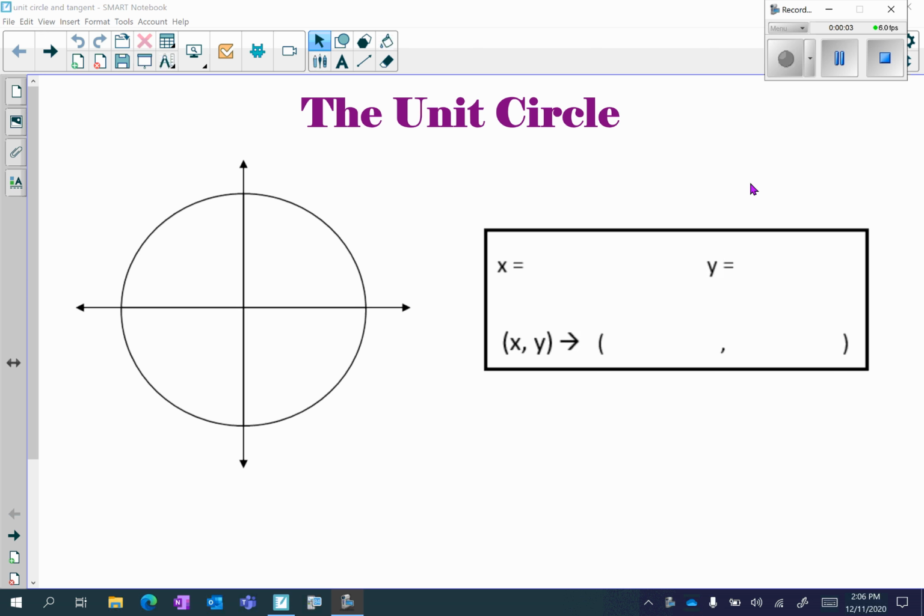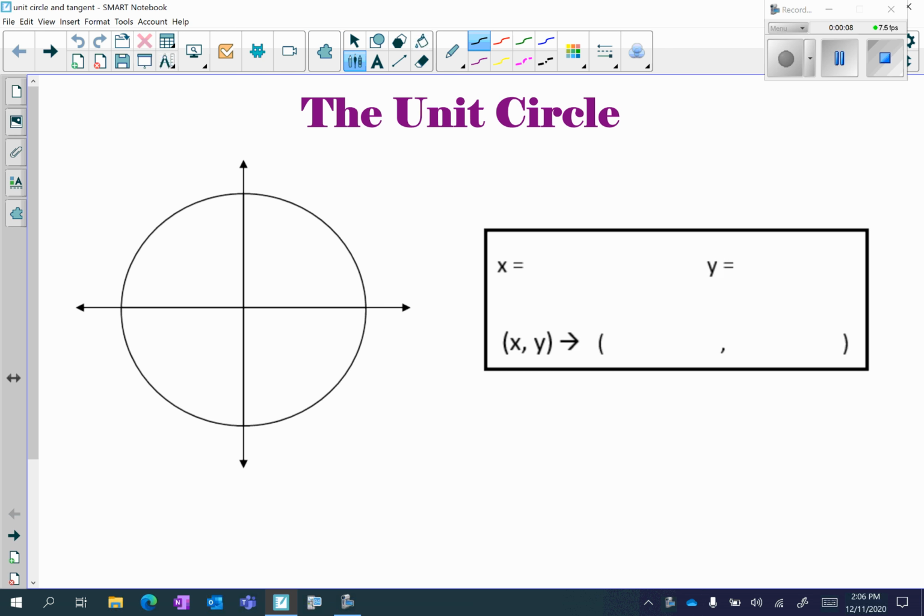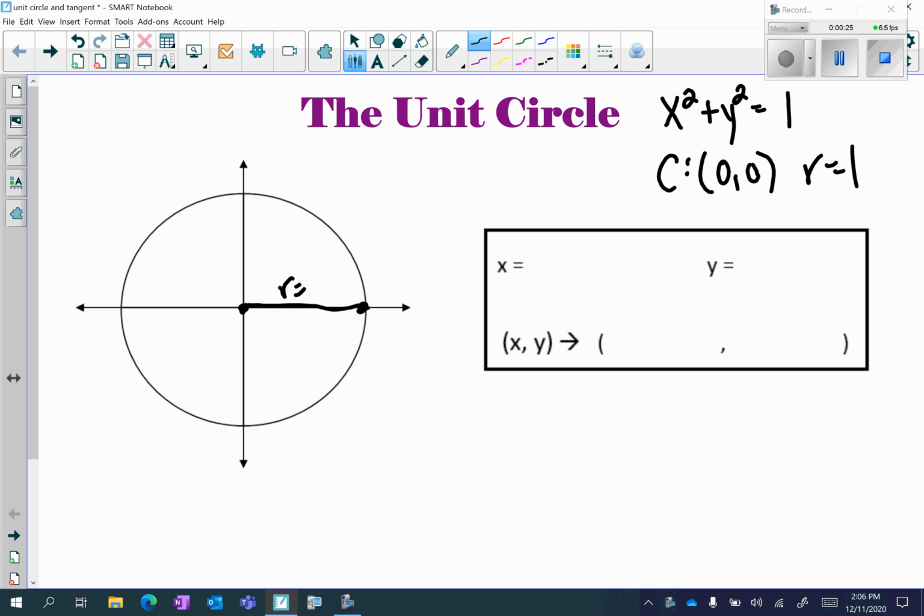The unit circle is a special type of circle. The unit circle is defined by the equation x squared plus y squared equals 1, meaning it has a center of 0, 0 and a radius of 1. So here's my center. This is essentially my radius of 1, so this is the point 1, 0. Up top here, 0, 1, negative 1, 0, and 0, negative 1.